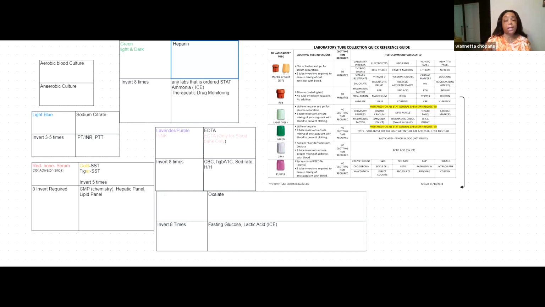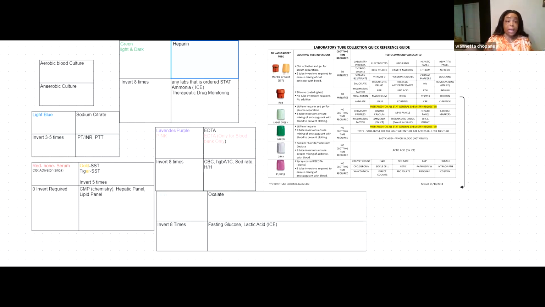The fact of the matter is, as long as you don't under invert them, you can over invert them. So for example, if you have a light blue top tube, a tiger top, and a green top tube, we've got one that's 3 to 4 times, one that's 5 times, and one that's 8 times. Basically, you're going to invert them all 8 times. You're not under inverting. It's okay to over invert them, because remember, we're just ensuring that the additive mixes with the blood. So it's okay to overdo it. Okay, makes sense? So that's how you're going to do it. Invert all of them 8 times.